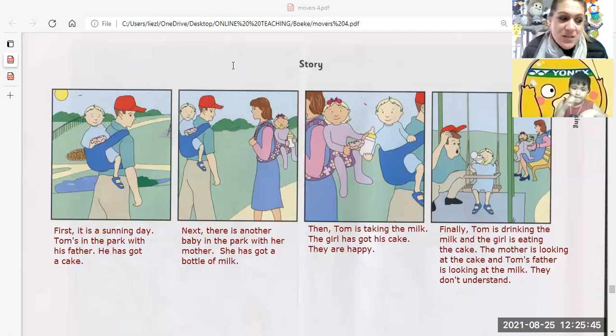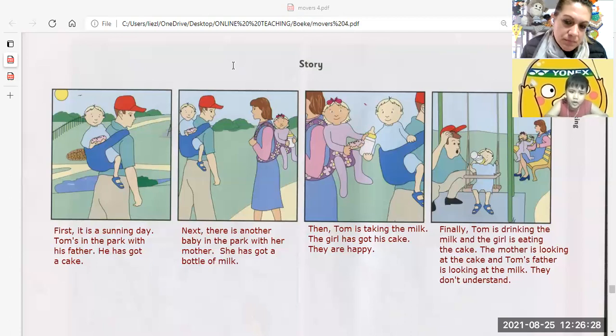Okay, let's read it one more time. Last time, okay? Yes. First, it's a sunny day. Tom's in the park with his father. He has got a cake. Next, there is another baby in the park with her mom.